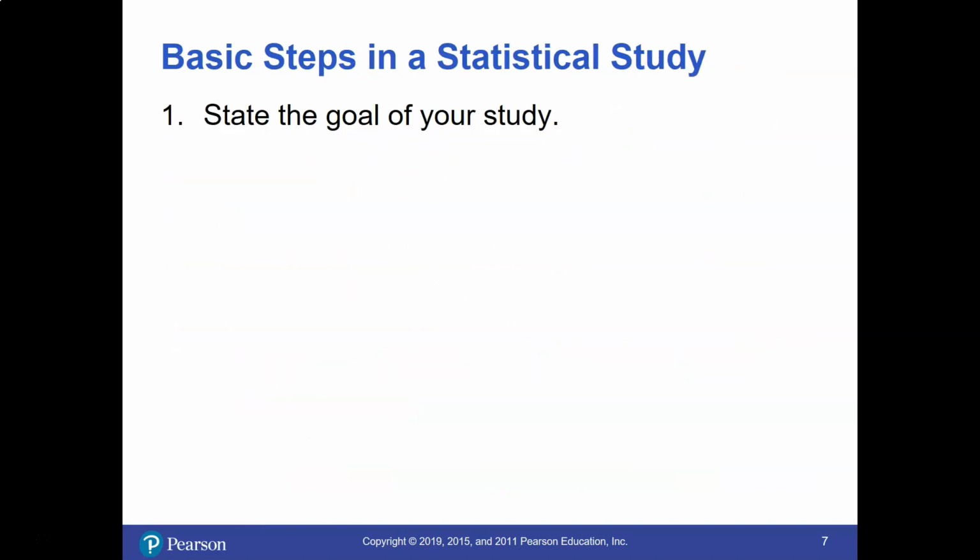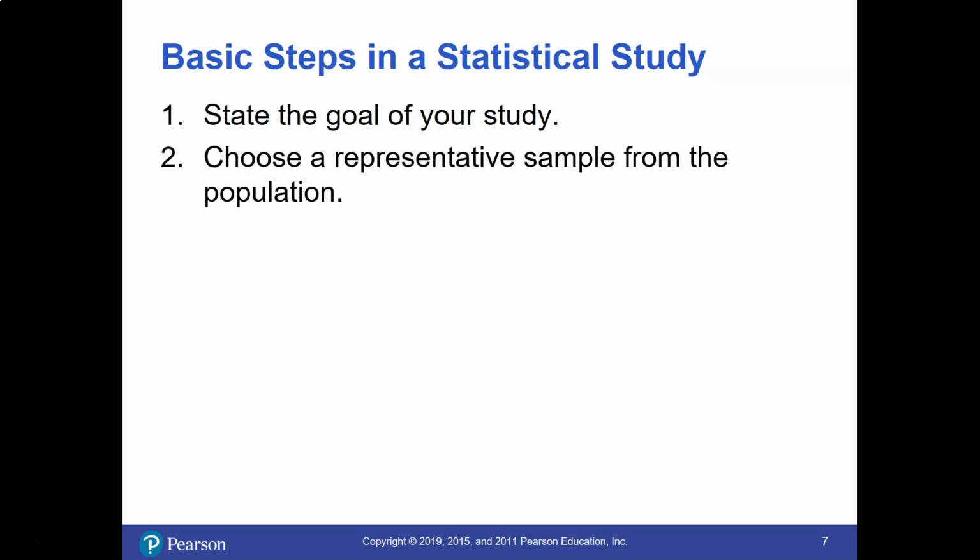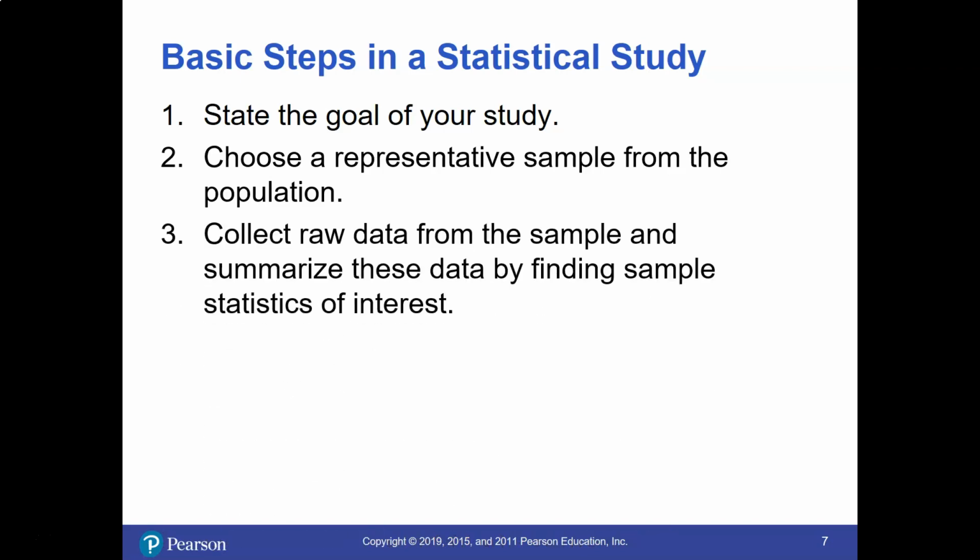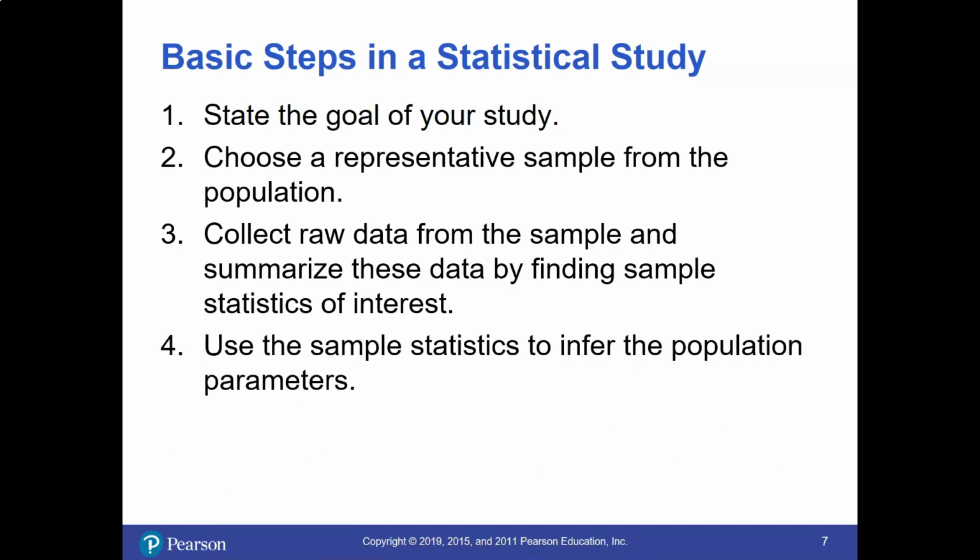Pretty straightforward. So in a study, what are we trying to do? State the goal of our study. Choose a sample. Again, there's many different ways of sampling, and we'll look at those examples. Collect the data, look at your sample statistics, and then use the sample statistics to infer the population parameters. And there are varieties of ways of doing statistical testing that we'll look at.